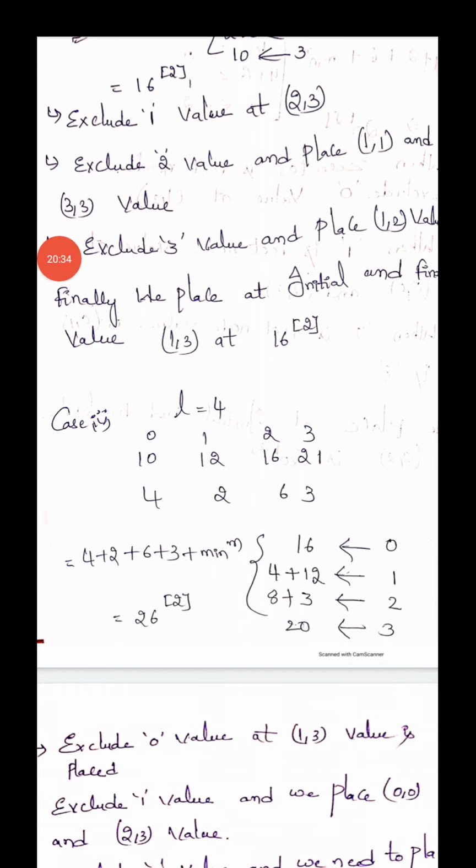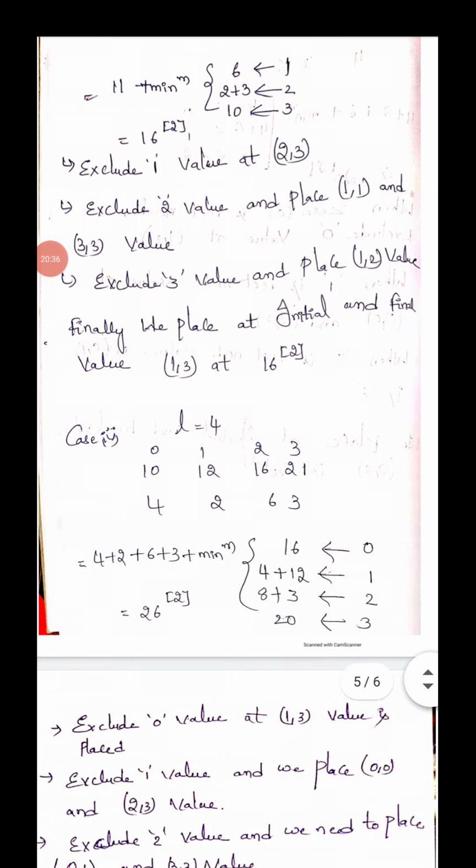What you have to add there? Add their frequencies. 4 plus 2 plus 6 plus 3. How much? 6 plus 6, 12. 12 plus 3, how much? 15 plus minimum of M. Now coming to the 0. Now from root node 0 we have to calculate. From root node 1 we have to calculate. From root node 2 we have to calculate. From root node 3 we have to calculate.